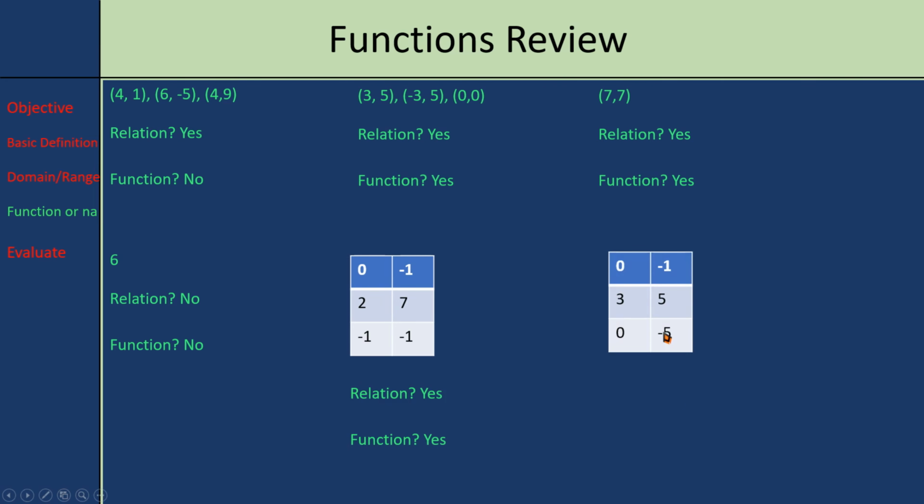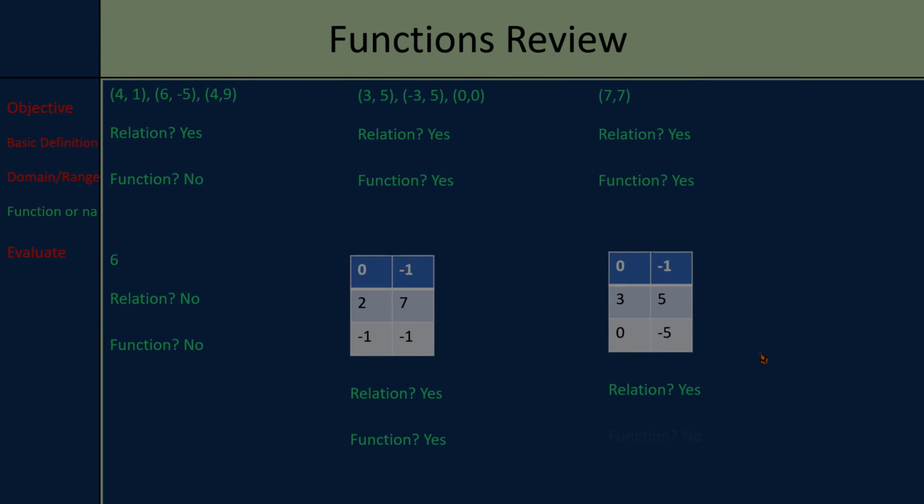Here's this one. Here I have 0 gives me -1, and 0 gives me -5. That's not a function because the same x gives a different y. Relation, yes. Function, no.